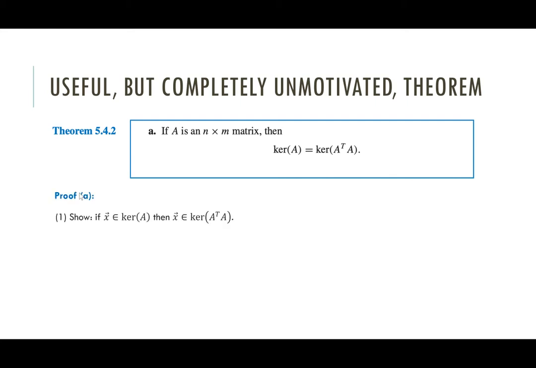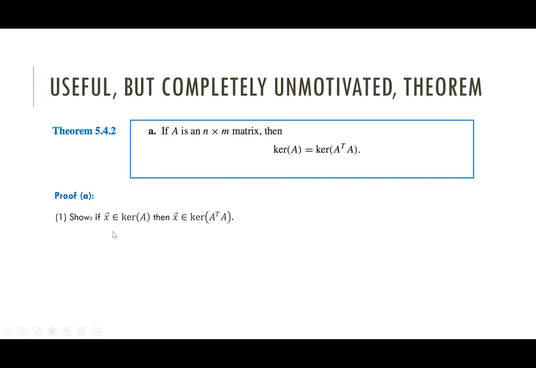So here's our strategy. First, we're going to show that if some vector x is in the kernel of A, then x must also be in the kernel of A transpose A. And then the next step is we're going to show, well, if x is in the kernel of A transpose A, then x is in the kernel of A. So we're going to do both.